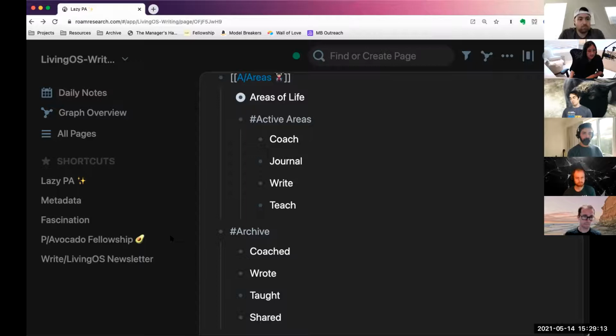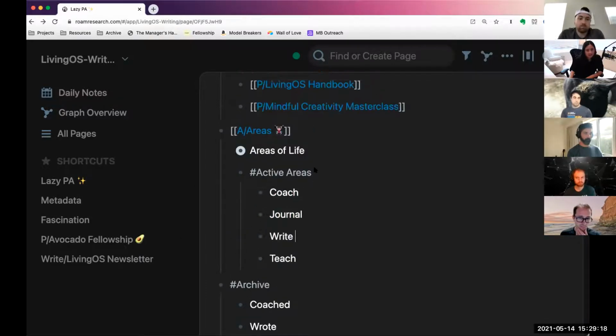And yes, text and pages are the same thing, but sometimes I use tag, sometimes I use the double bracket. So sorry for the terrible stylistic setup.